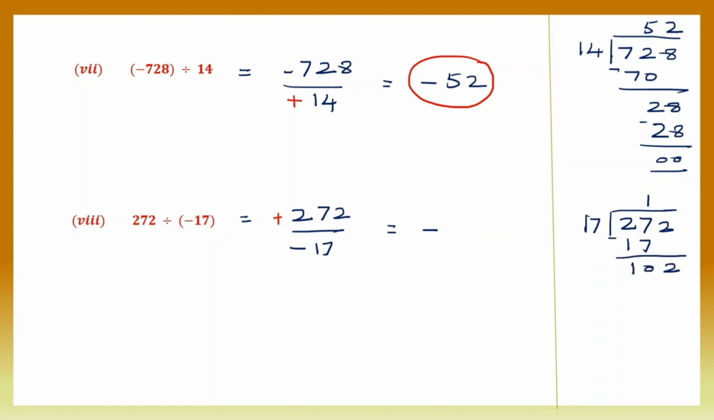100, and now let's try 17 into 6 because we need to get a number that is close to 102 or 102 itself. 6 sevens are 42. Carry 4. 6 ones are 6 plus 4 is 10. 102. So 17 into 6 is 102, minus. So the quotient for this sum is 16 and let's write it down here. So the final answer here is minus 16.